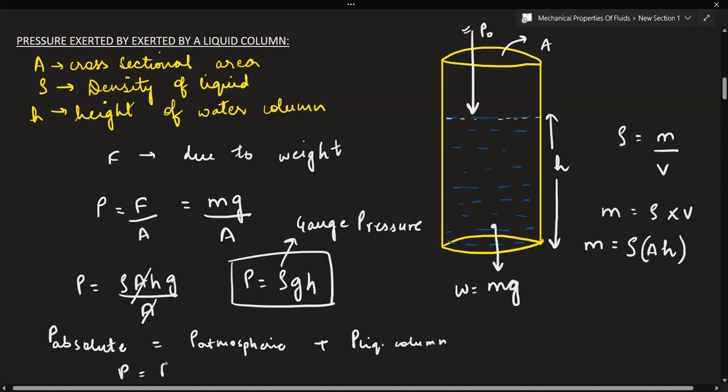So P would be P naught, meaning the atmospheric pressure. And what was the value of atmospheric pressure? 1.013 times 10 raised to 5 Pascal. Yes, and mostly you would be needing that 10 to the power 5 Pascals only, plus rho g h. So this is the formula. Just note this down, then we'll do a numerical on this topic. Okay, ma'am.